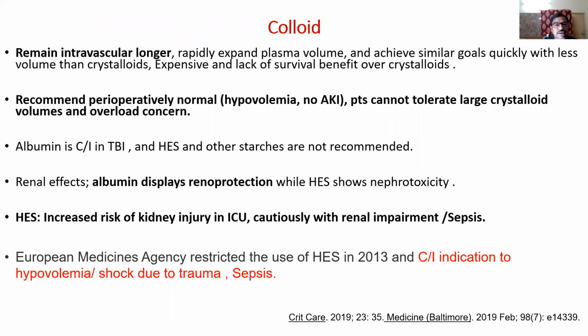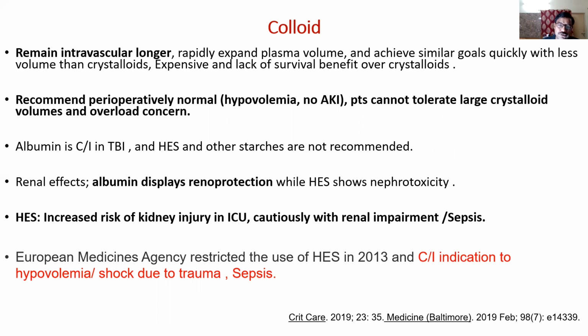But what about colloid? We consider that they remain in the intravascular space for a longer time, but what is the evidence? It is recommended for perioperative use in normal patients who don't have hypovolemia or any type of shock, and if the patient doesn't have AKI or renal dysfunction, it can be used, if we have to give less volume than crystalloid. But hetastarch is not to be used nowadays. Only tetrastarch, balanced tetrastarch colloid, can be used perioperatively, especially if there is no shock and AKI.